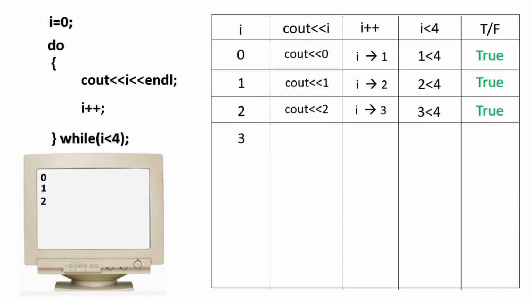The next step, value of I is 3. We are printing value of I, that is 3. 3 will be printed. Then we are incrementing value of I. I became 4. 4 is not less than 4. That is false. Control will come out of the loop.